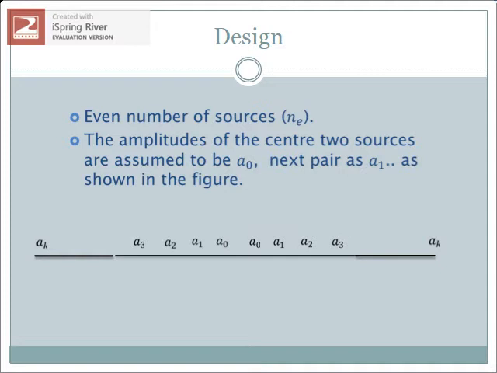First we consider even number of sources denoted by NE, where the suffix E represents even number of sources, and the arrangement of the sources is shown here, where the amplitude of the center two sources are assumed to be A0 and the next pair as A1 and next one is A2, like that AK pair of sources.